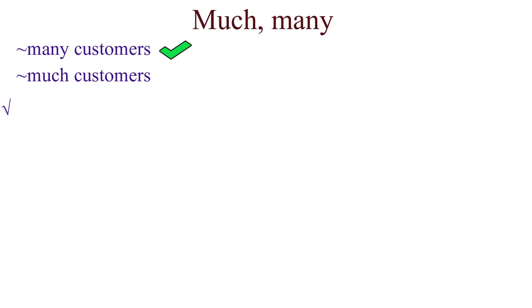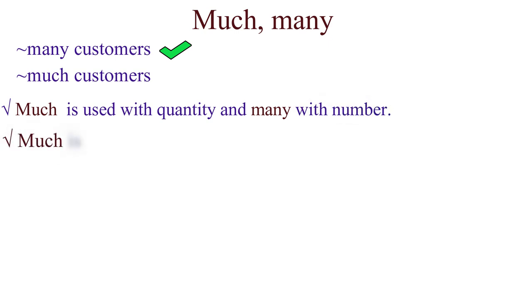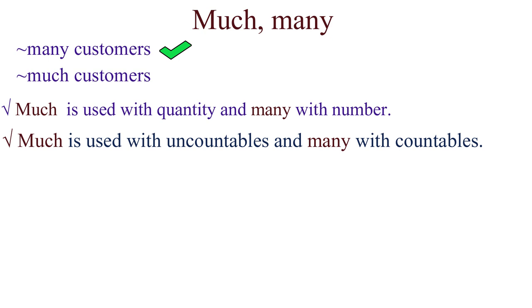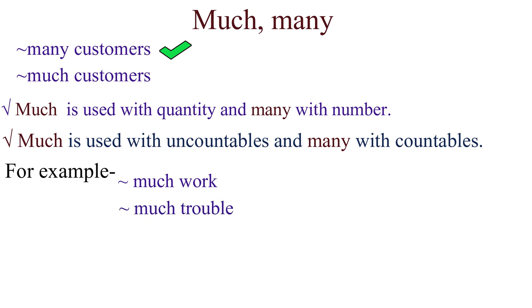Now, we often seem to confuse much and many. Many customers or much customers. Which one is correct? Many customers. Much is used with quantity and many with number. Much is used with uncountables and many with countables, or when you are able to count the number of people and so on. For example, much work, much trouble. So this is uncountable. And when we say many children, this means that the children are countable, and hence we use many before children.